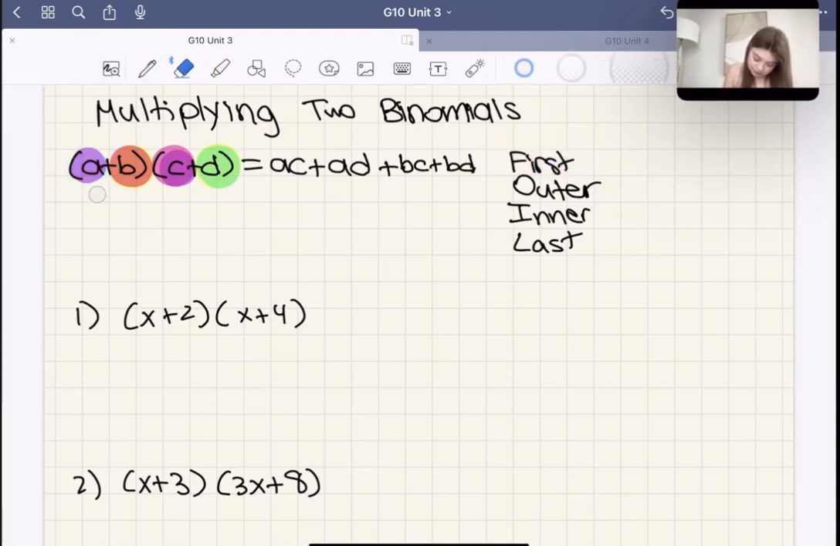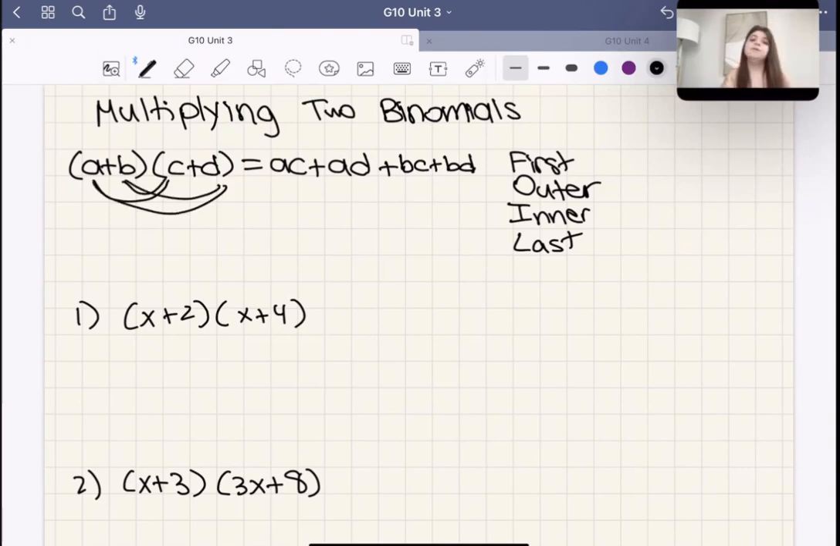The FOIL method tells us that rather than just multiplying some of these things, we have to multiply everything. We multiply the first two together, then the outer ones, then the inner ones, and the last ones. In the end, we should have four different terms that we're adding together. Some of them might be like terms that we can collect together and have fewer terms. But when we do this at first, we should have four terms.